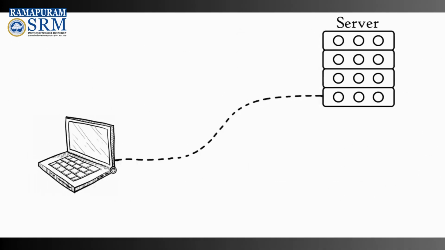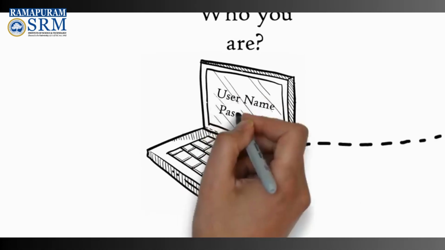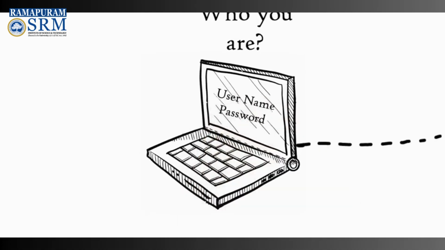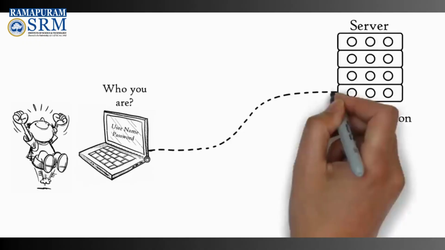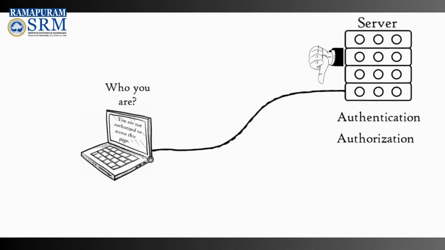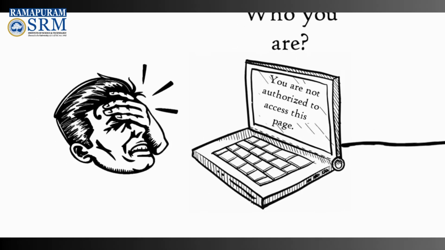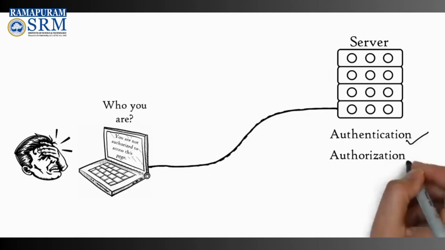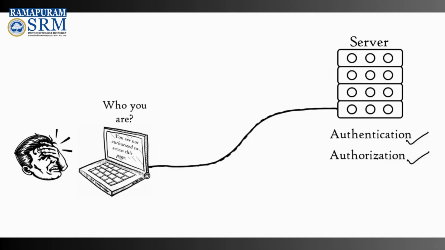Just before a session or a connection is established, the server performs a function called authentication. Authentication is the process of verifying who you are. For this, the server uses a username and a password. Once the entered username and password are matched, a session or a connection is established between your computer and the server. After authenticating the user, authorization is checked. Authorization is the process used by the server to determine if you have permission to access a file. If not, you will get a message saying you are not authorized to access this page. Both of these functions, authentication and authorization, are performed by the session layer.